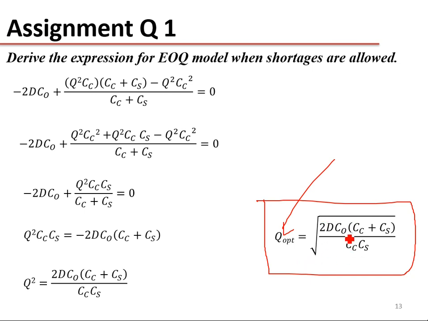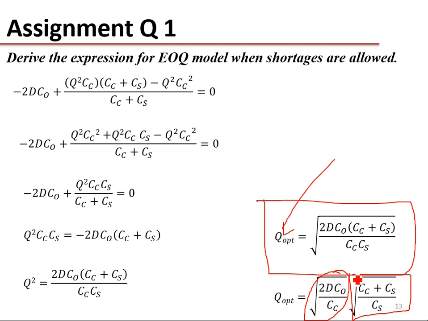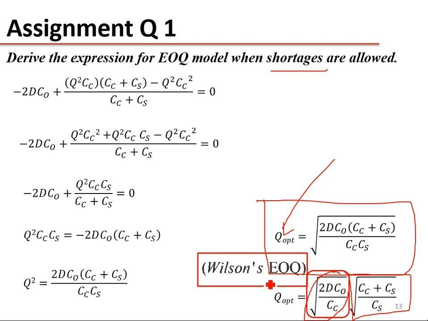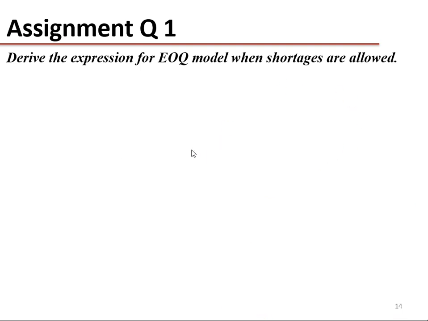In this equation, one part is simple and the other part accounts for the shortages that are allowed. So we can write this equation in this form also: Q optimum is equal to the square root of 2D C0 upon CC, which we already calculated. This is the basic model of EOQ, Wilson's EOQ equation, and this added term is due to the shortages, involving the shortage cost. This is how we get the optimum number of units when shortages are allowed.